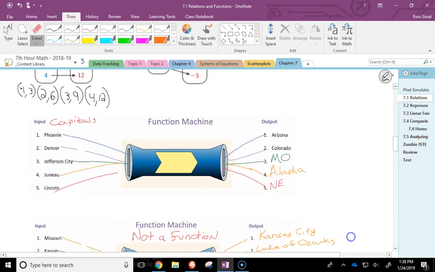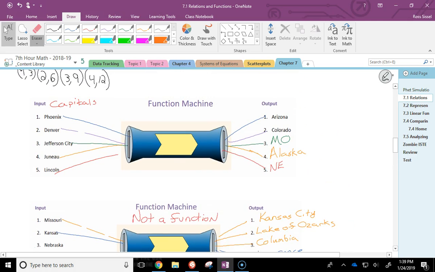Okay, I put my capital in. Phoenix went in, Arizona came out. Denver to Colorado. Jeff City to Missouri. Juneau to Alaska. Lincoln to Nebraska. Is this a function? Yes. Every input only went to one of the outputs. So this is a function.